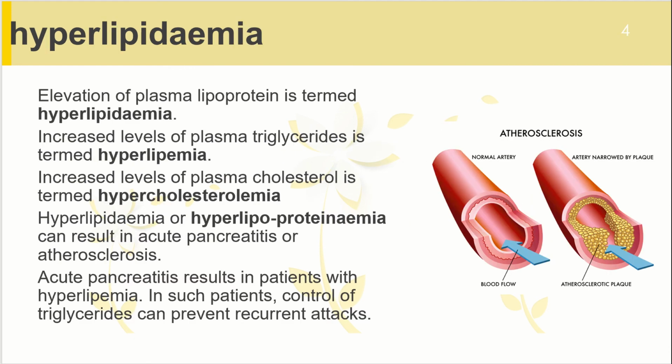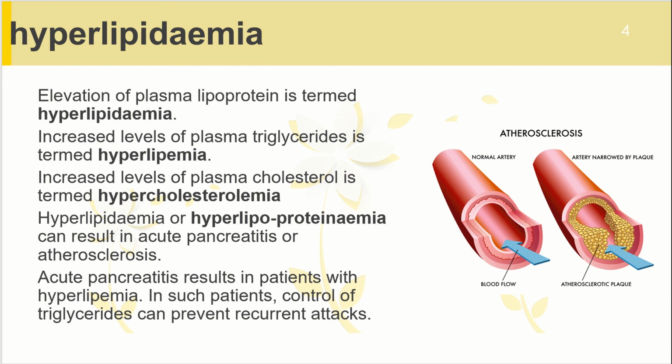So hyperlipidemia is a result of an elevation of plasma lipoprotein. Increased levels of plasma triglycerides is termed hyperlipemia. Increased levels of plasma cholesterol is termed hypercholesterolemia. Hyperlipidemia or hyperlipoproteinemia can result in acute pancreatitis or arteriosclerosis.